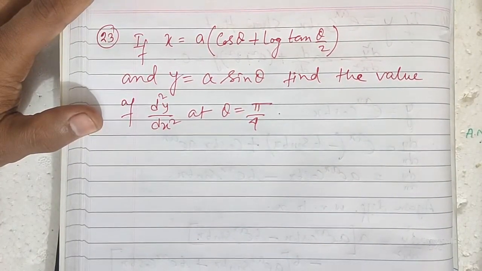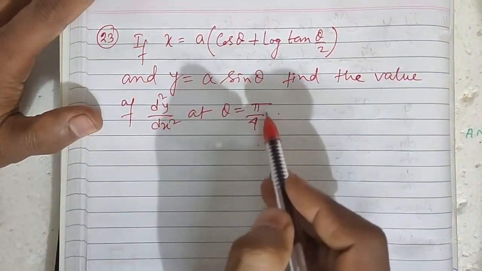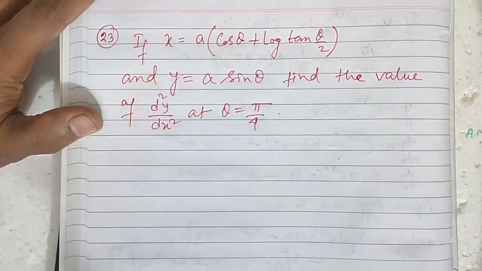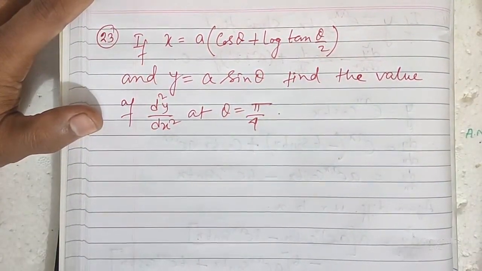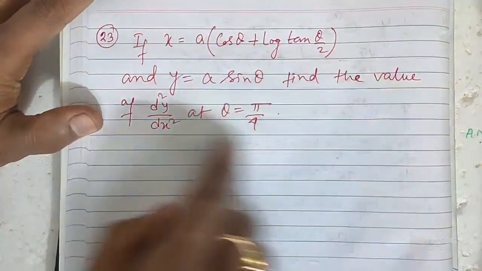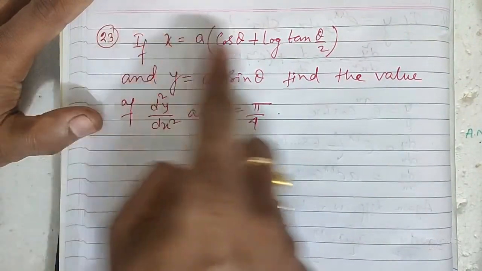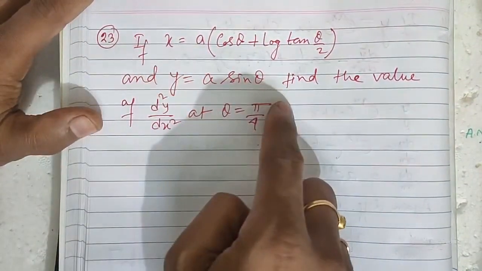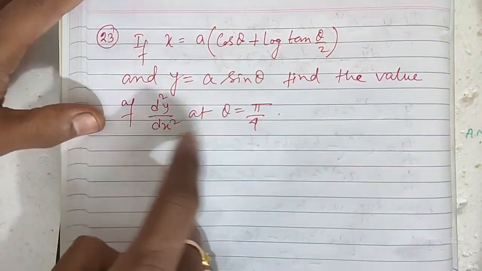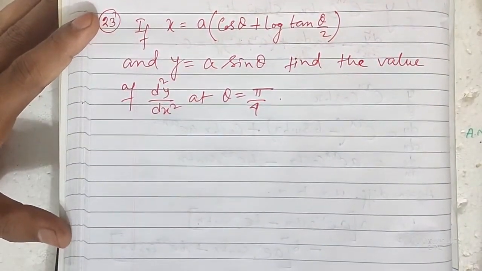In this question, in the book it is given: show that the value of d2y by dx2 at theta equals pi by 4 is 4 by a. That is given wrong. The value will be 2 root 2 by a. That's why I have changed this into a question form, not a proof form. So if this is the value of x and this is the value of y, find the value of d2y by dx2 at theta equals pi by 4. Now how to do this one?